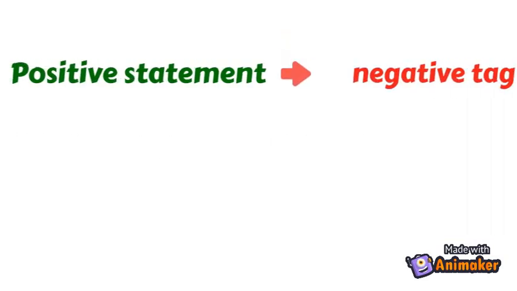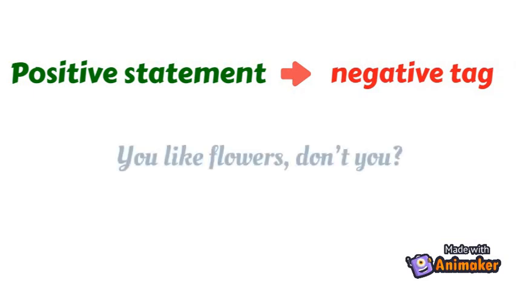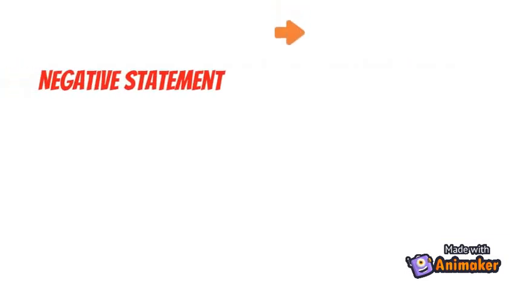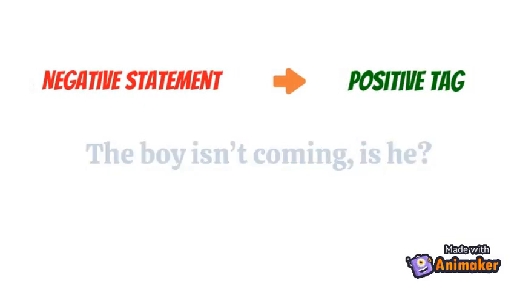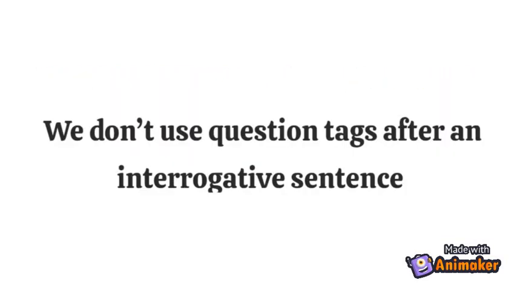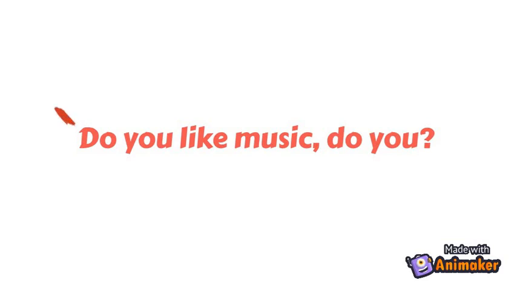So how do we form a question tag? If we get a positive statement, we will put a negative tag, such as, you like flowers, don't you? And when we have a negative statement, we will use a positive tag, such as, the boy isn't coming, is he? Now we should know that we don't use tags or tag questions after a question. It can be a common mistake, like, do you like music, do you? Well, it's not correct.